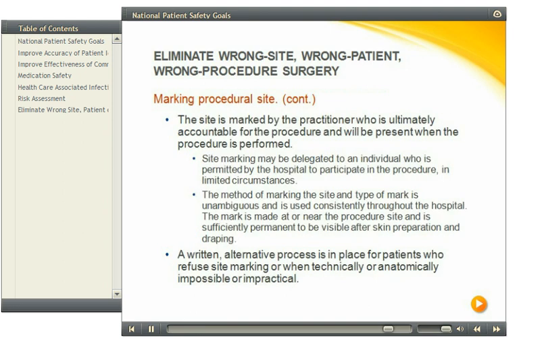The site is marked by the practitioner, who is ultimately accountable for the procedure and will be present when the procedure is performed. Site marking may be delegated to an individual who is permitted by the hospital to participate in the procedure in limited circumstances. The method of marking the site and type of mark is unambiguous and is used consistently throughout the hospital. The mark is made at or near the procedure site and is sufficiently permanent to be visible after skin preparation and draping. A written alternative process is in place for patients who refuse site marking or when technically or anatomically impossible or impractical.